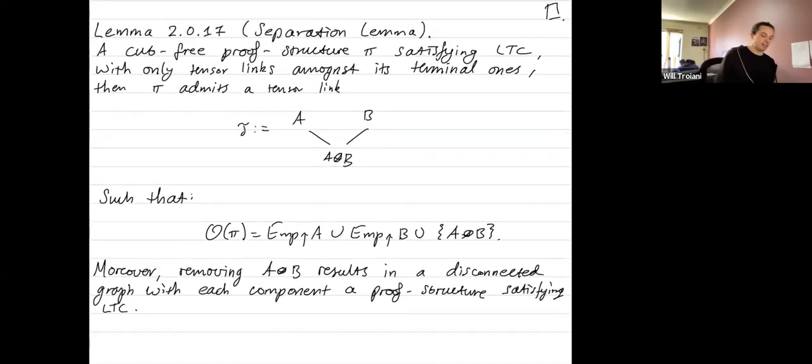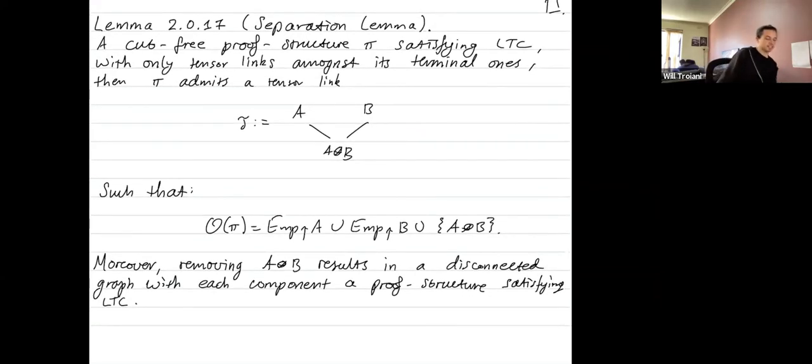okay, so moreover, removing A tensor B results in a disconnected graph with each component a proof structure satisfying the long-trip condition. So you can see that I'm trying to appeal to an inductive hypothesis here. So yeah, this is going to be used as the inductive step of the sequentialization theorem, as I've already said. Okay, cool.